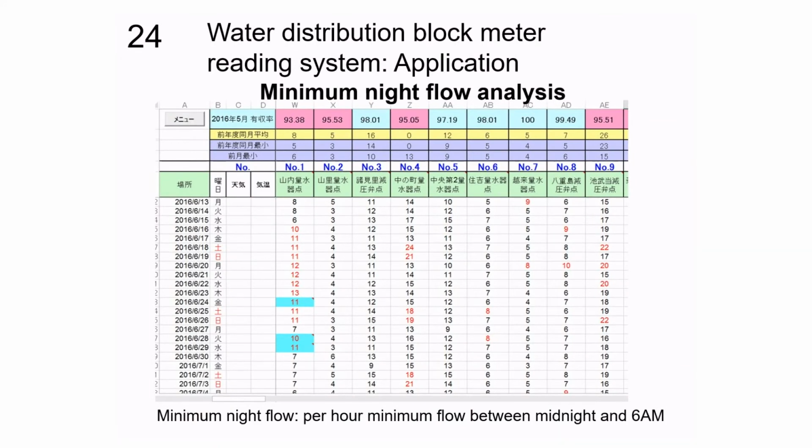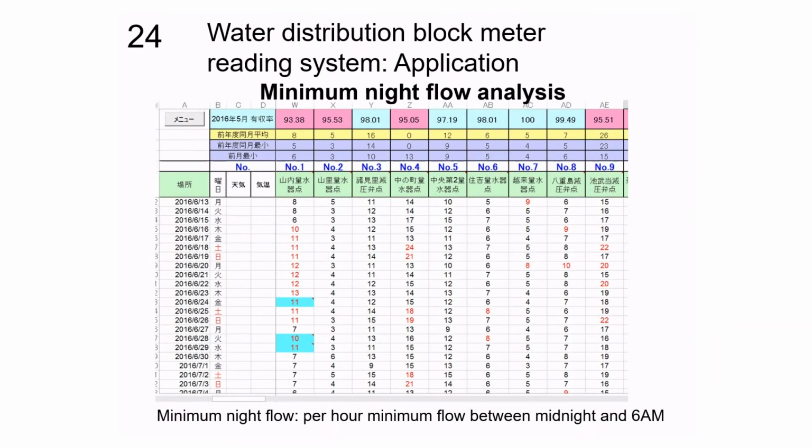The distribution block metering system enables minimum night flow analysis. To analyze, we check the flow trend from midnight to 6 in the morning, during which consumption drops with less human activities. If the value increases, leakage is suspected. Based on accumulated data for each block, we have set reference values for judgment.